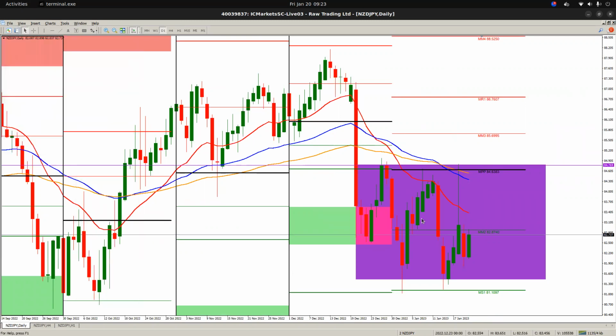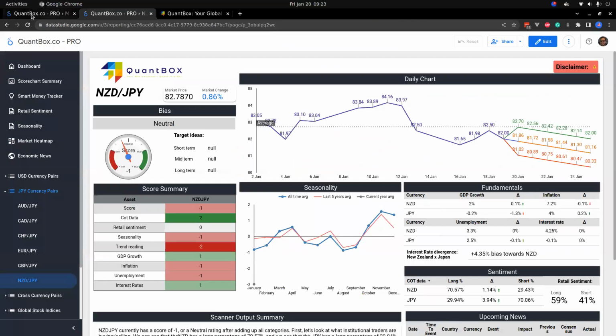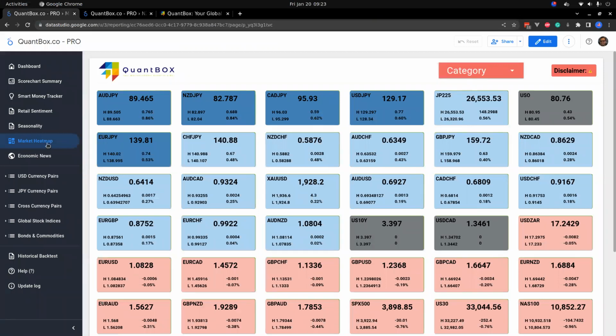Okay, so those are yen pairs. Still stuck in ranges, but there were opportunities yesterday if you followed the instruction on how to tactically get into those trades. And they were on the market heat map yesterday. We discussed these in depth. Go look at yesterday's video. You'll see I discussed it quite a lot. Okay.